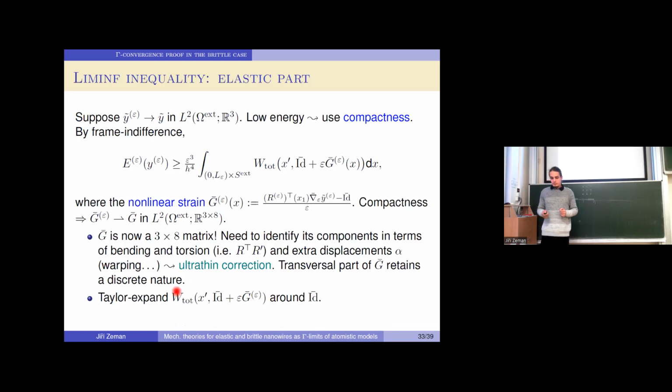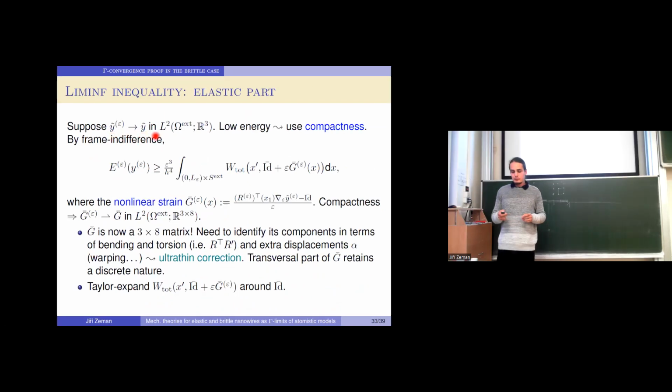Then let's move on to the lim-inf inequality. Probably all of you know that in gamma convergence you have two tasks, the lim-inf and the lim-sup inequality. So suppose that we have a convergent sequence of deformations, and the only interesting case is the one with low energy. Otherwise, the lim-inf inequality holds trivially. So we can apply compactness that we saw on the previous slide.